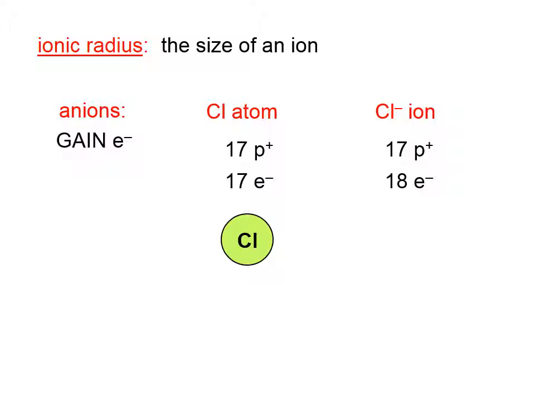So now with a chloride ion, we have 18 electrons buzzing around the nucleus, repelling each other because they're all negatively charged, as compared to a chlorine atom, which has only 17 electrons. And so it turns out that a chloride ion is larger than a chlorine atom. And this is true generally for anions. The anion is going to be larger. It's going to take up more space than the parent atom from which it's derived. And the more electrons an anion gains, the bigger it gets.